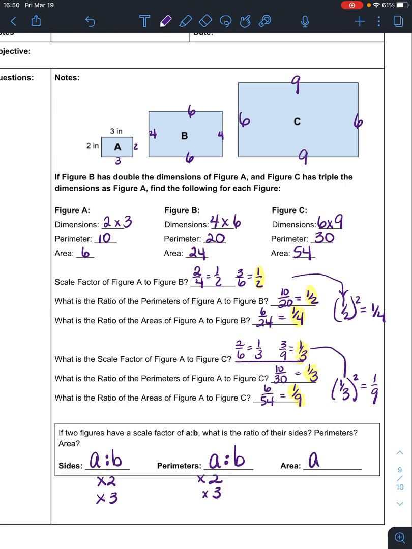My area, whatever happened to my sides, will be squared. So if my sides were times 2, then my area will be times 2 squared, or times 4. If my sides were times 3, then my area will be times 3 squared, which is times 9, and so on. Okay, so we have our pattern.